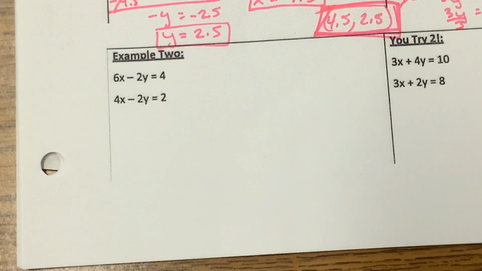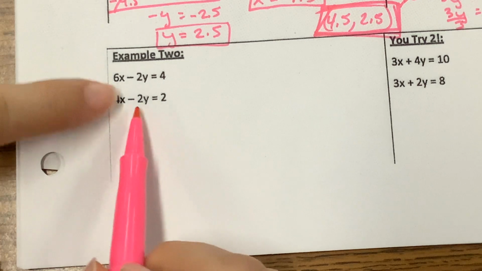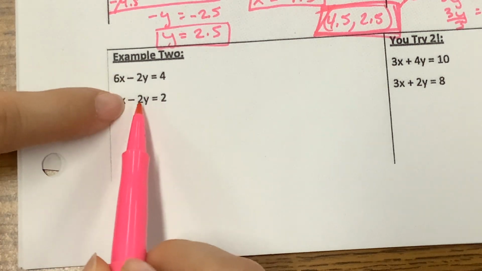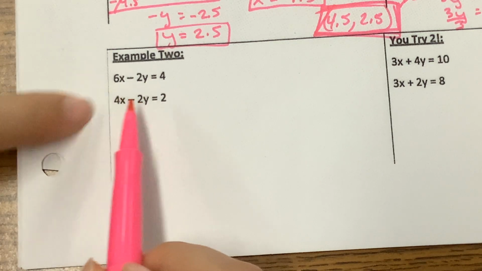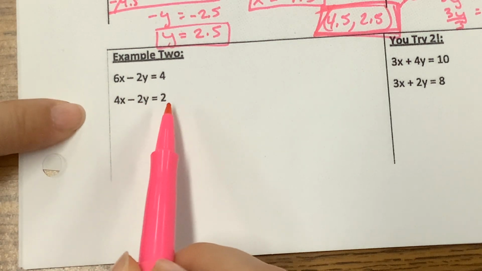In example 2, do we have two variable terms that we'll eliminate? No, what's wrong? How close are we? What needs to be changed? Yeah, we need one of these to be a positive, right? Otherwise, it would work out perfectly for us. Okay, so if I change a sign, I have to change all of the signs in the equation.